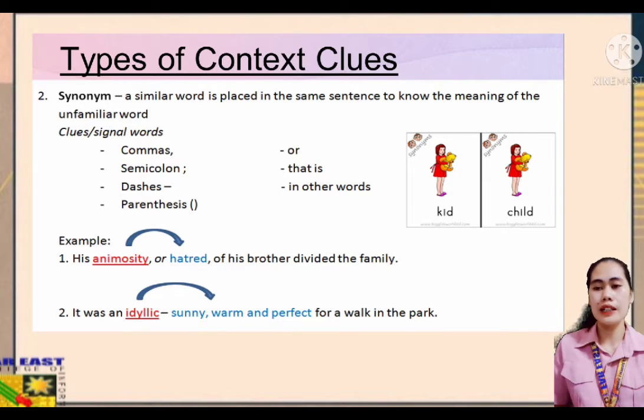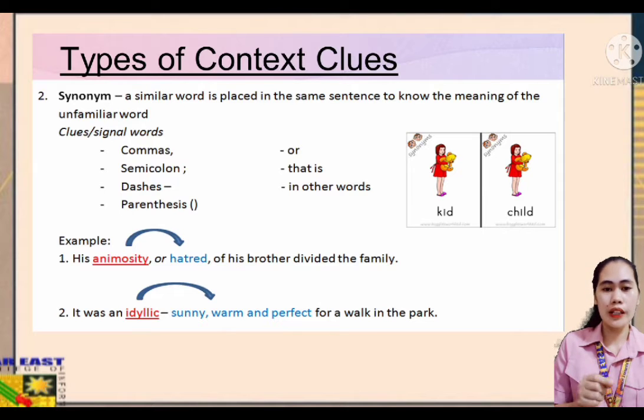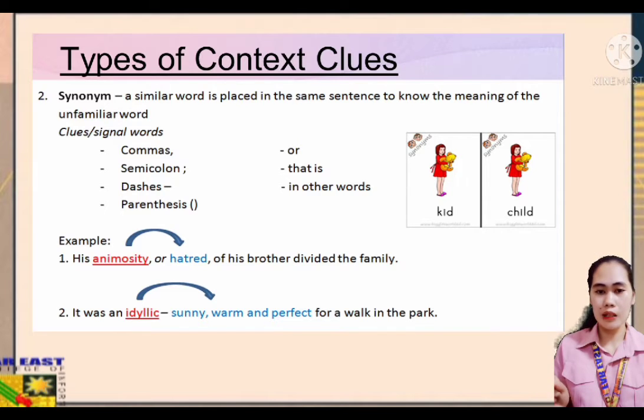So, we have here an example. His animosity, or hatred, of his brother divided the family. So, our unfamiliar word here is the word animosity. Okay? And then, meron siyang kapareho ng meaning, or hatred. So, yung word na hatred, synonym siya ng animosity. Okay? So, animosity means hatred.